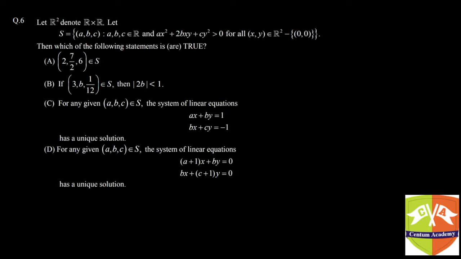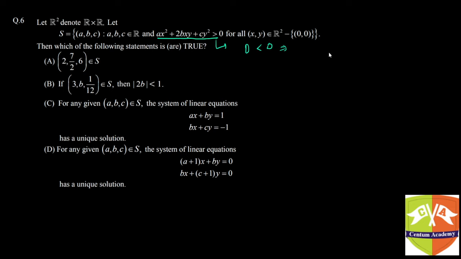Next is, we have been given that S is a triplet of points A, B, C, where A, B, C are real numbers, and ax² + 2bxy + cy² is strictly greater than 0 for all (x, y) belonging to R² minus (0, 0). So this is a quadratic expression in x and y. When will it be always positive? When its leading coefficient is positive and its discriminant is negative.